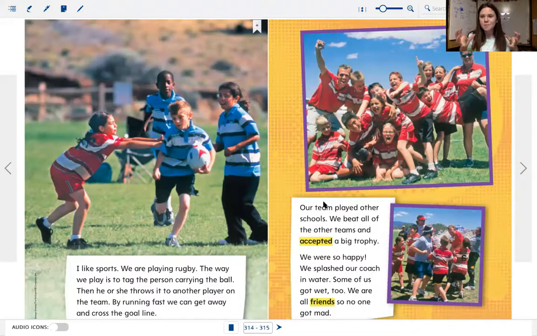If they accepted a big trophy, what does that mean? It means they received, right? And they said, yes, we got this great trophy.